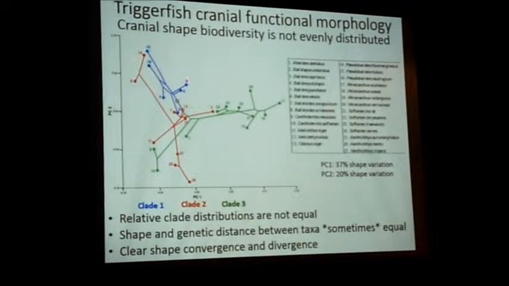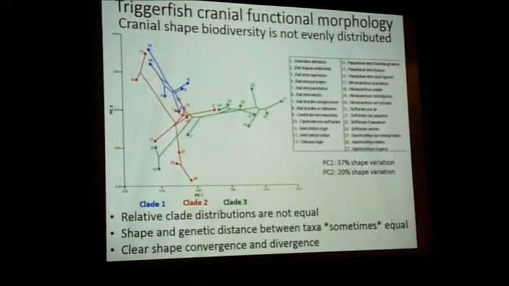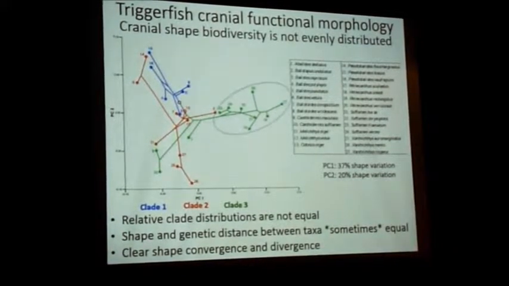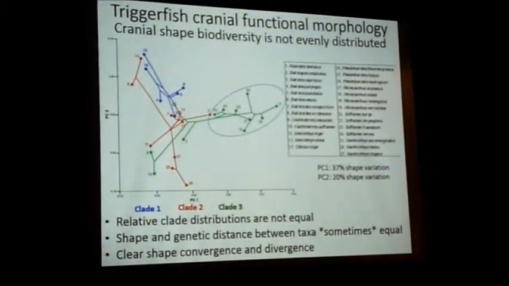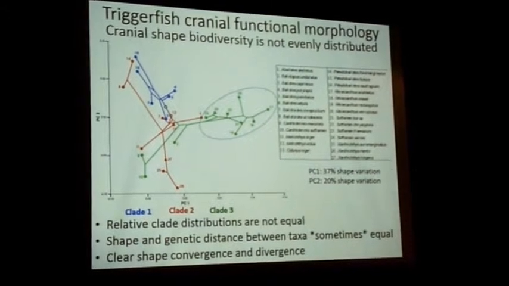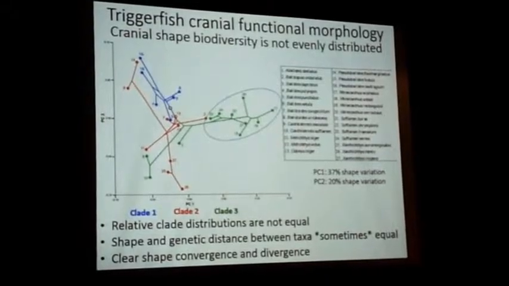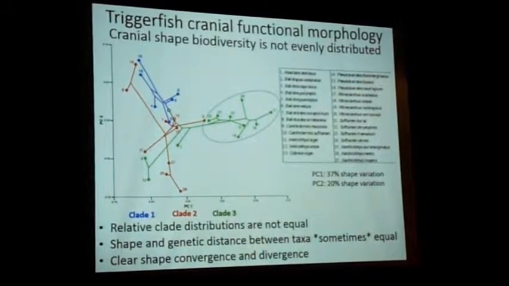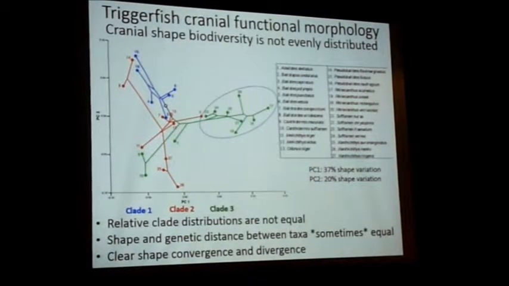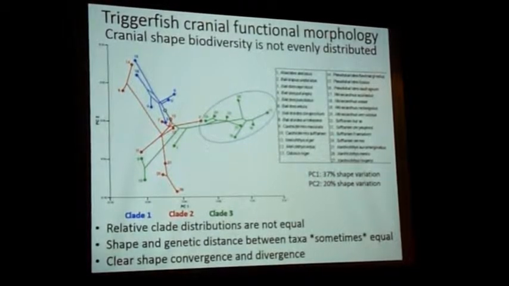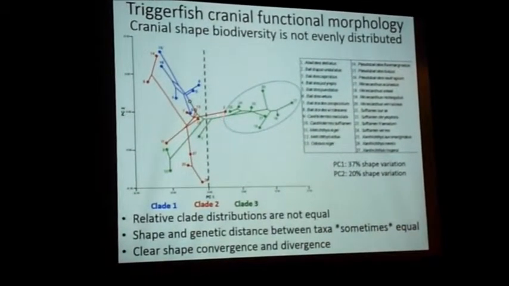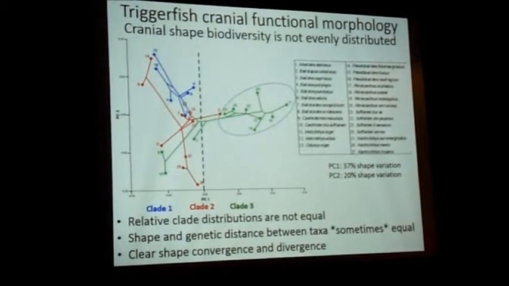Clade 1, for example, is limited to the small portion up here, whereas clades 2 and 3 have spanned out a little bit more. There are also lots of lines crossing over each other and spreading out, which is indicative of shape diversification or convergence. There are some portions, like here, Rhinecanthus and Sufflamen, two major genera within the group, where genetic distance and shape distance are about equal. In fact, they are the only group in the positive portion of PC1 morphospace, except for this little critter here, Balistes undulatus, which is converging on that shape space.